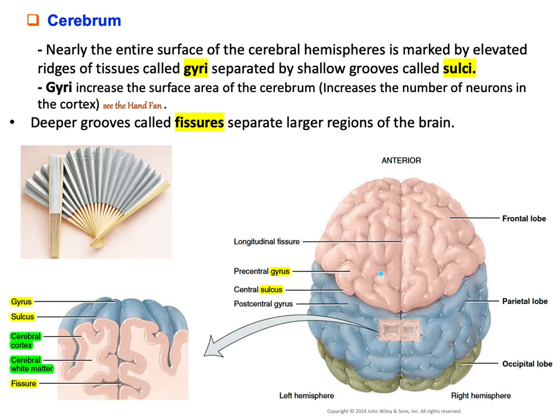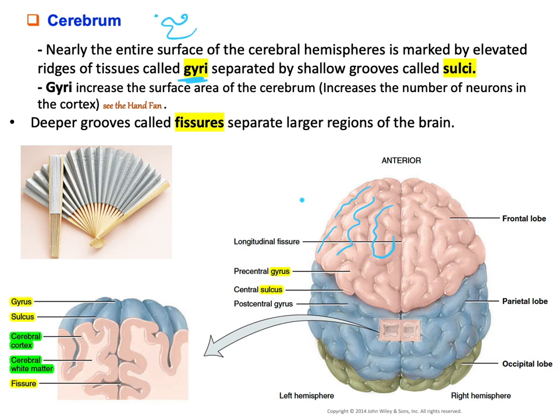Now, let me talk to you a little bit briefly about the cerebrum. So this is the brain, superior view, and this is the cerebrum. We call it cerebrum. So look at it here. You see this convoluted structure here. This is gyrus, and this is another gyrus. This is another gyrus, and this is another. So these are gyri. The plural of gyrus is gyri, right?